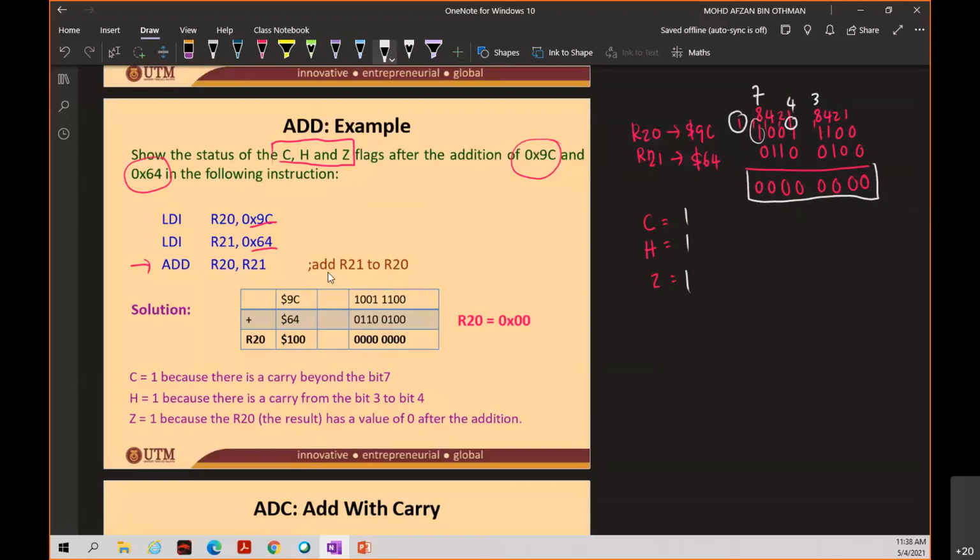Okay, and what is the current value of your R20? So R20 will have 0, 0, 1, because after you do the addition, you put the result to your R20. Okay, so this is for the ADD instruction.